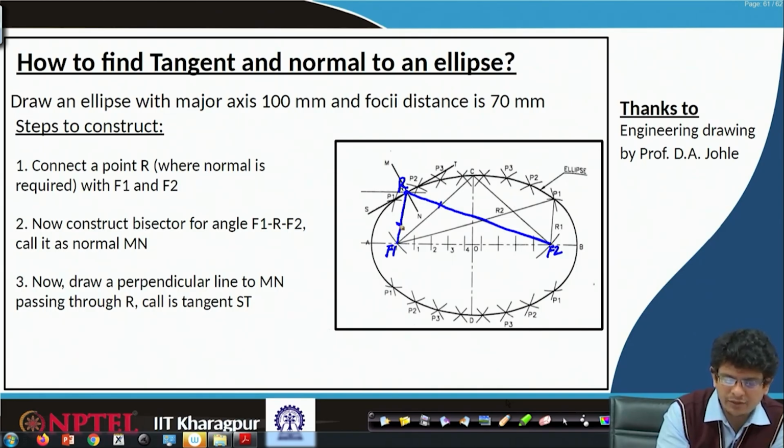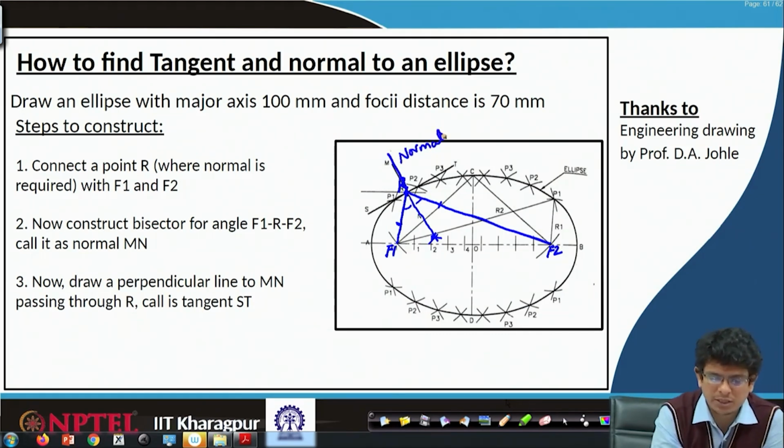So, from there again with the same radius make an arc on both sides. So, we will have some point and extend that. It makes equal angles on both sides, and this point, extend it. If we do that, that is what we call the normal. So, to an ellipse, this is the way we construct a normal.